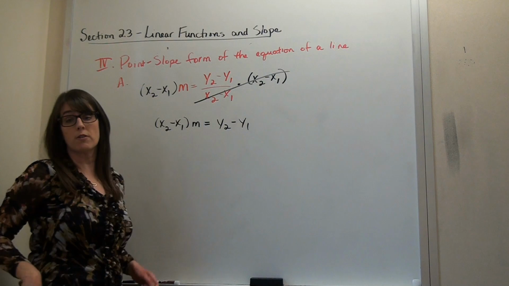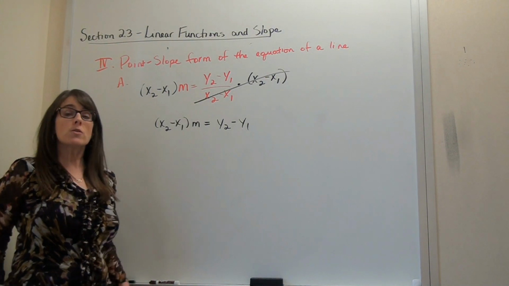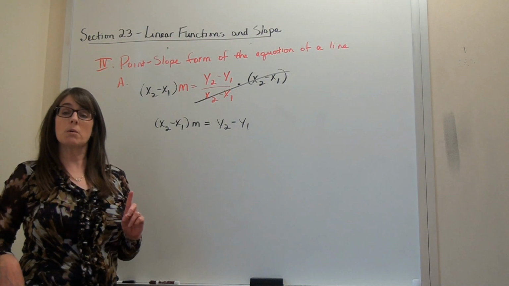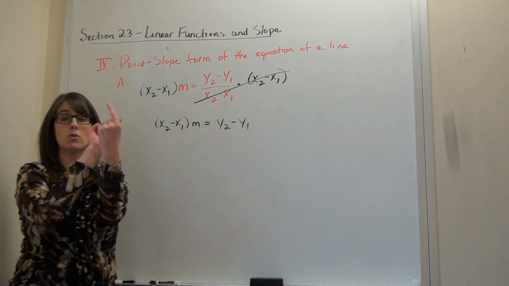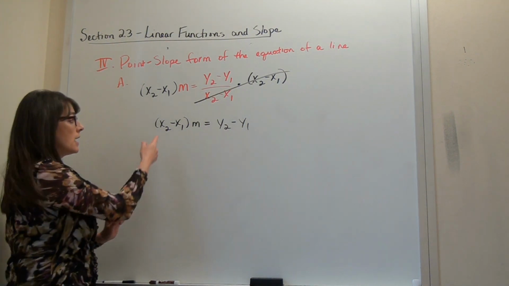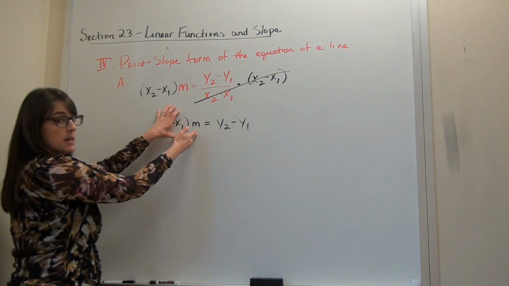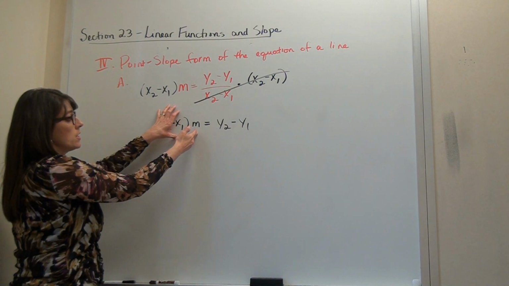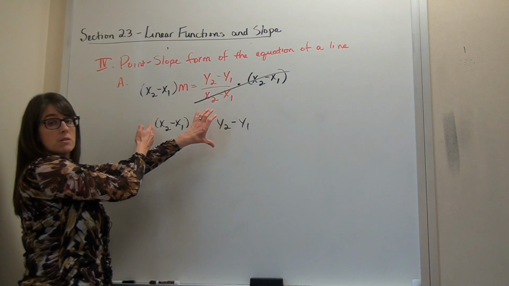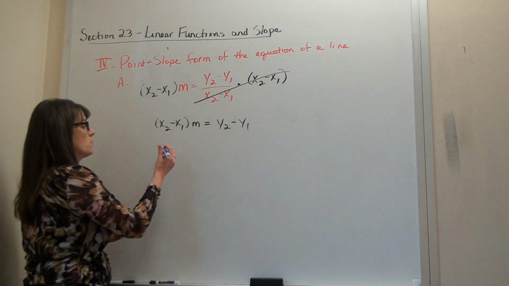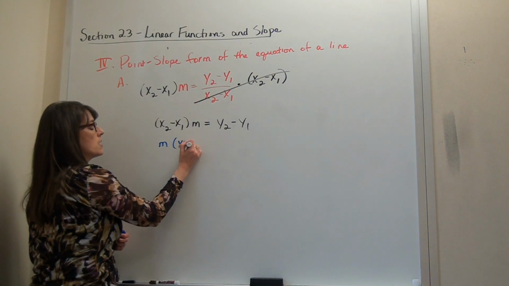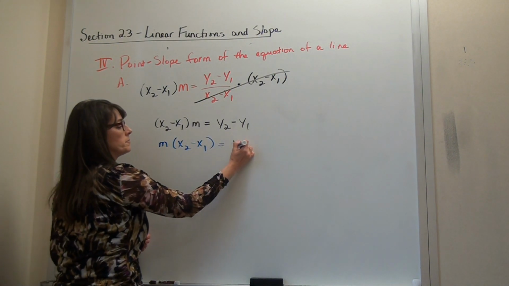Beautifully done, because now the fraction's gone. We also talked about multiplication being commutative and associative, so you can reorder the way that you multiply. Here I've got parentheses times m. So could I rearrange it and do m times parentheses? Sure, completely legal because of my commutative property. So what I'm going to do now is just rearrange and put m times x2 minus x1, leaving this side alone.